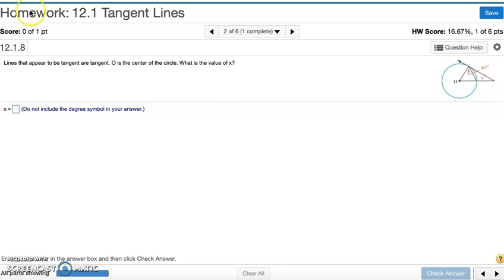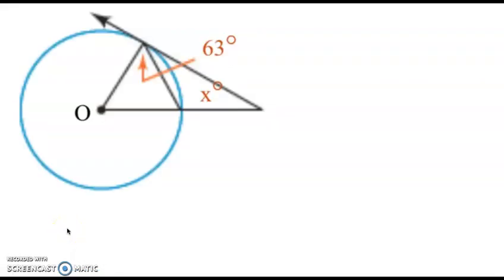So let's take a closer look at it. Since we are to assume that this is a tangent line, it means this whole thing is 90 degrees. Also, since this and this are both a radius, then the angles across from them are both going to be the same. So this is going to also be 63 degrees. We have to find this angle to help us find x.